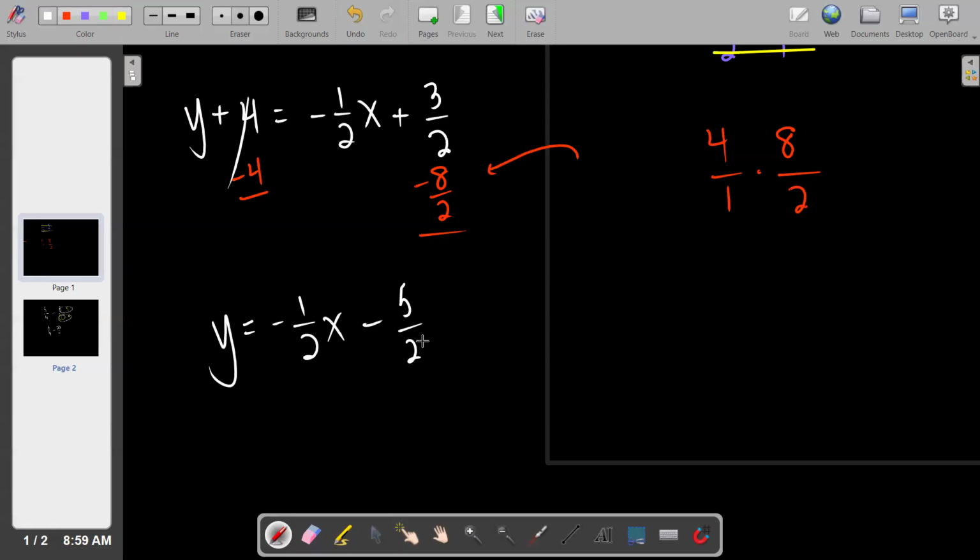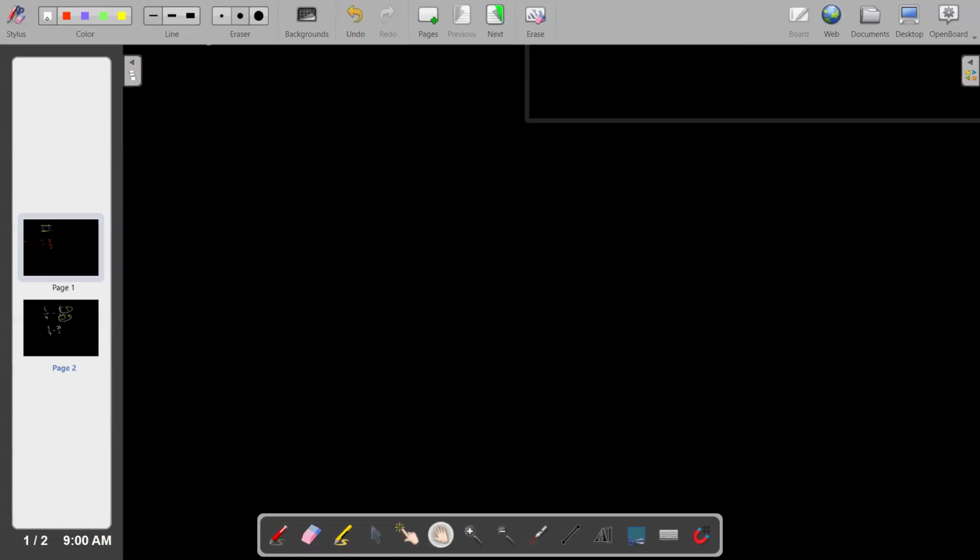Okay. Let's do another one. y plus 11 equals negative 2 thirds times x plus 9.